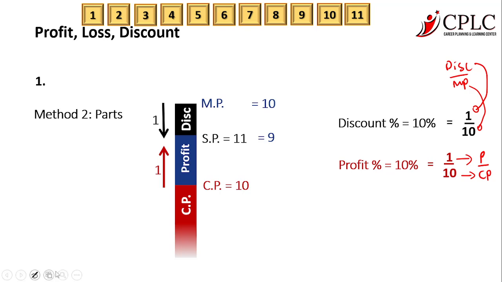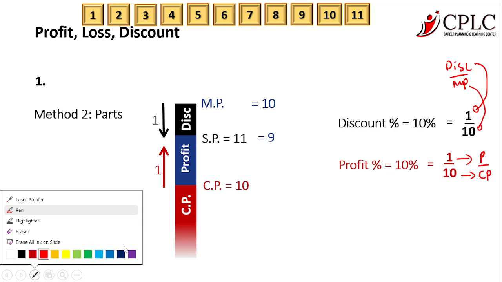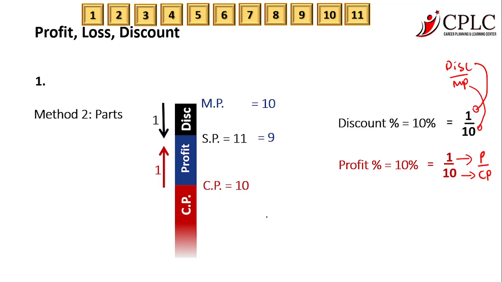And now comes the interesting part, which is what you all need to realize or remember. In this entire transaction, with 10% profit the selling price is 11, and with 10% discount the selling price is 9. And it's the same transaction that we are talking about. So clearly, you should understand one point: both of these selling prices cannot be different.